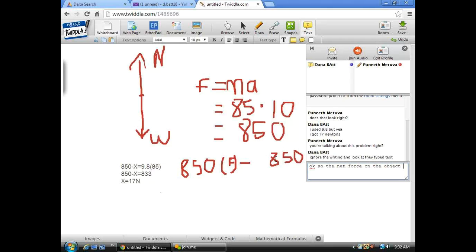Okay, so the net force on the object would be the 850 Newton weight minus the force exerted by the floor. Okay, that makes sense. So that would be equal to the 9.8 meters per second squared acceleration times the 850 kilogram weight or mass, right?